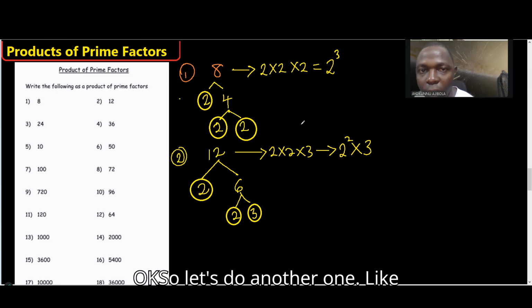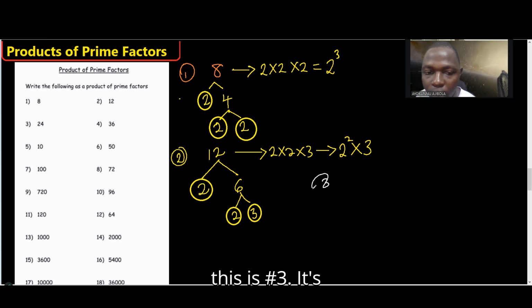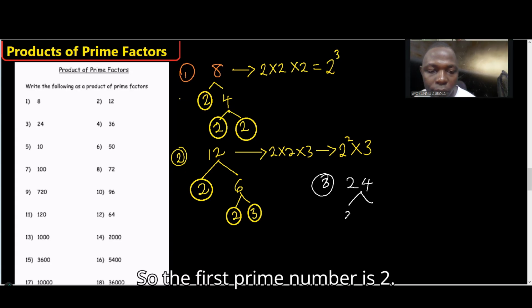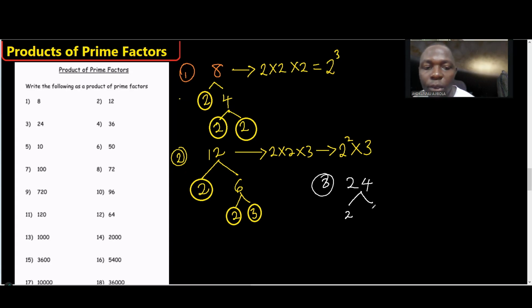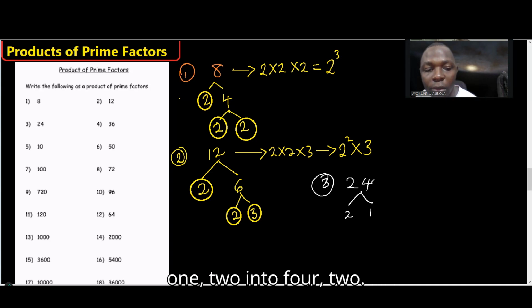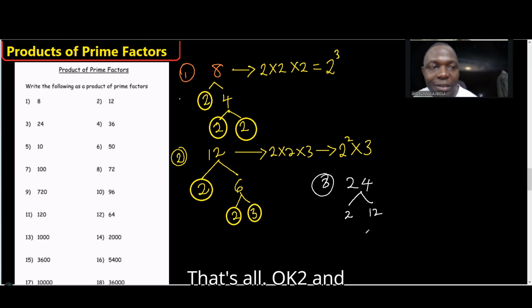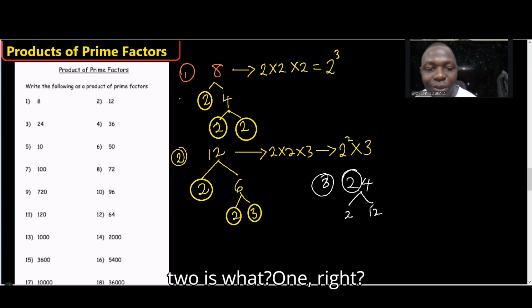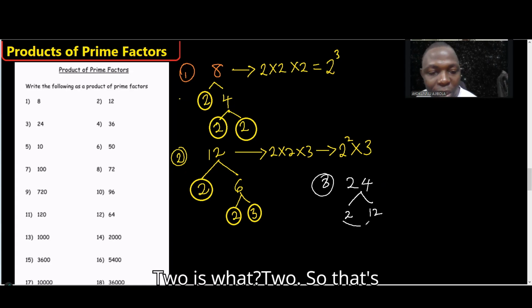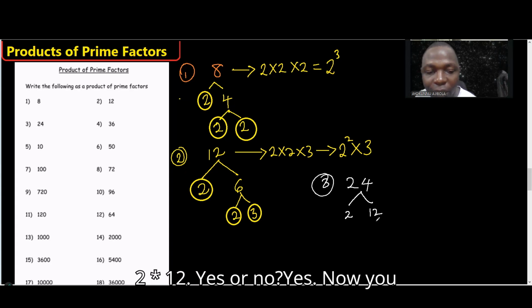So let's do another one. This is number 3. It's 24. So what do you think? The first prime number is 2 times what? You can divide it. 2 in 2, 1. 2 in 4, 2. So that's 2 times 12, yes or no? Yes. Now you know the times value, 12.